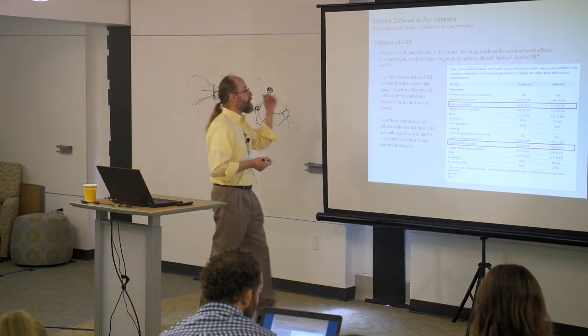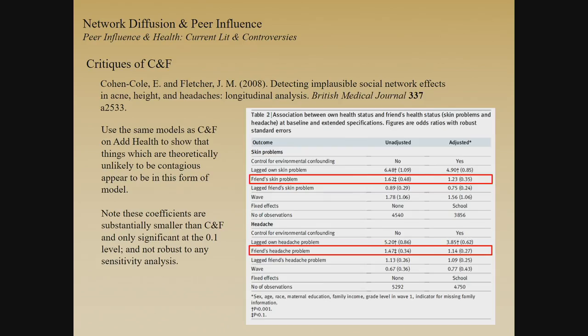And so this is a paper that Cohen and Jason Fletcher put out, saying that my friend's acne predicts my acne, or my friend's headache predicts my headache. And the argument here is that there's no causal association. There's no reason to suspect that my friend's acne affects my acne. I'm actually not sure that one's true, right?